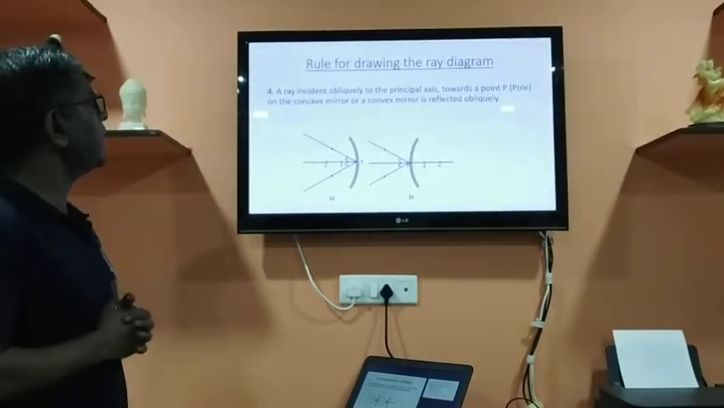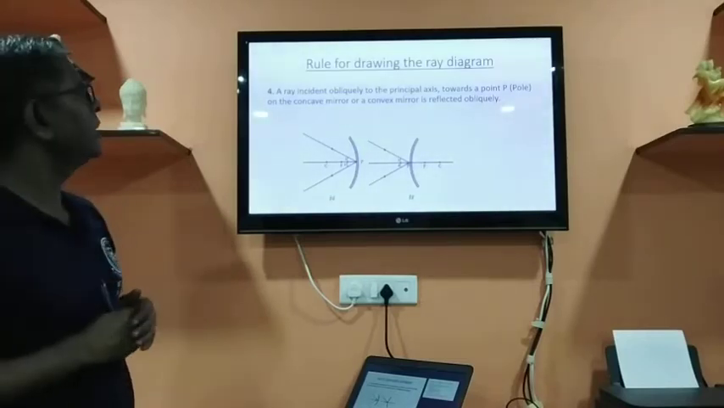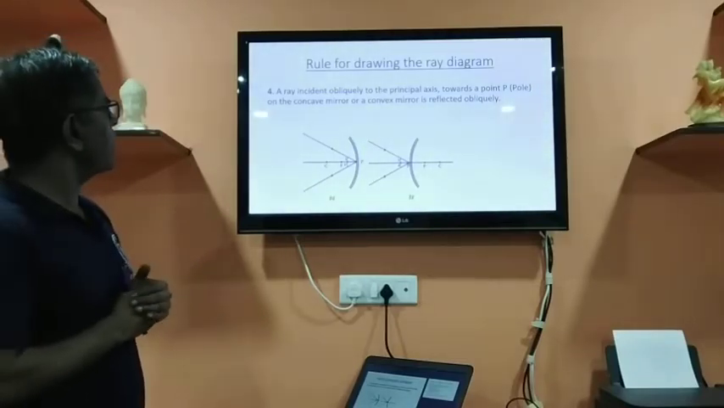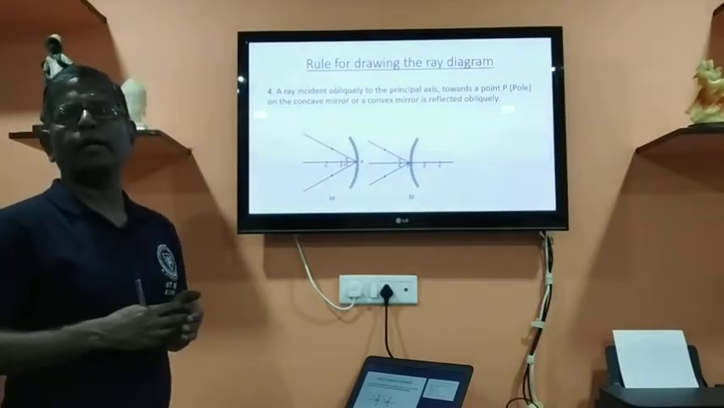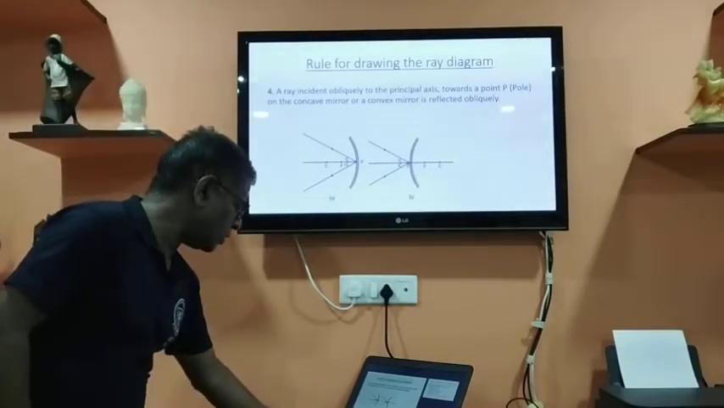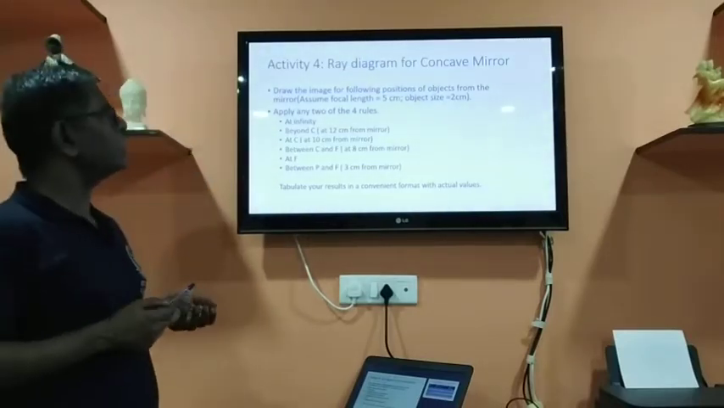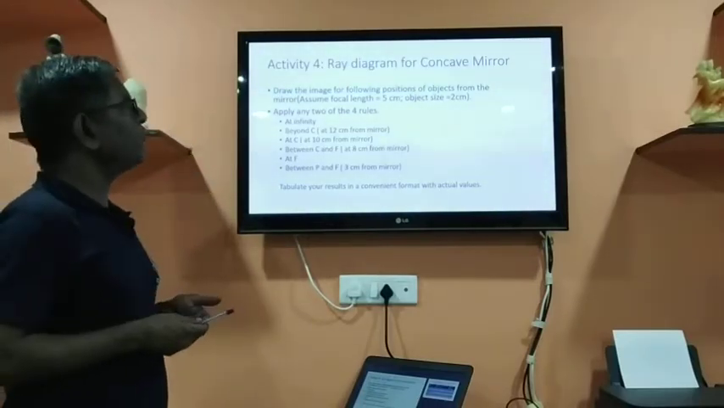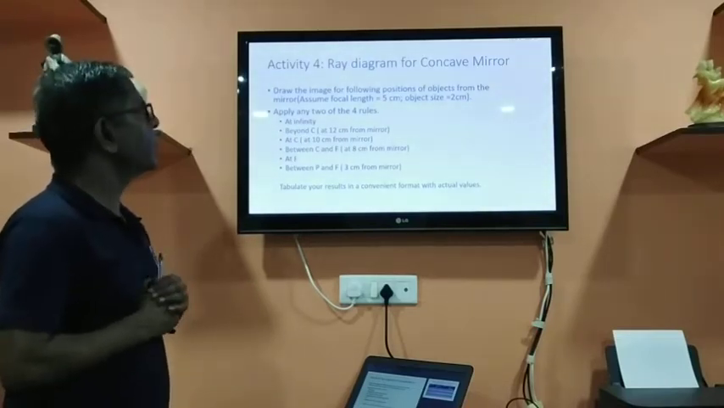So it says a ray incident obliquely to the principal axis, oblique means at an angle, towards the point P on the concave mirror or a convex mirror, is reflected obliquely. So using these 4 rules, it is possible to find out the formation of an image on a concave mirror or a convex mirror.